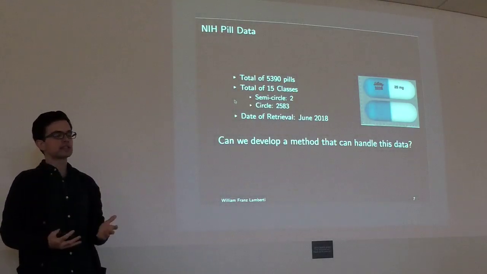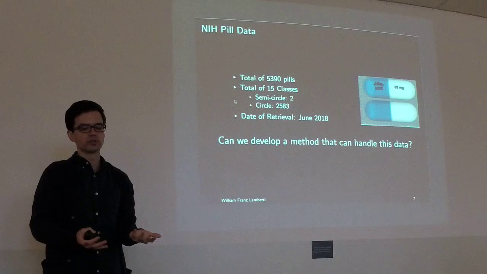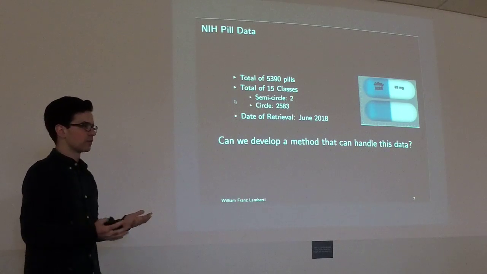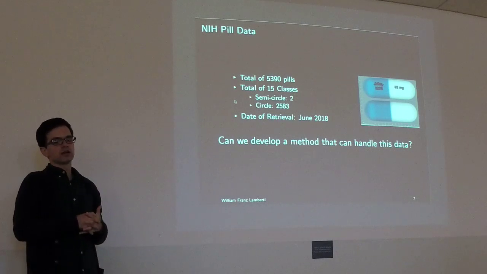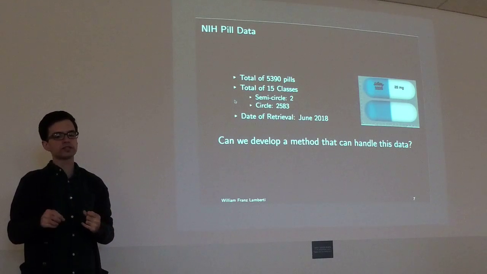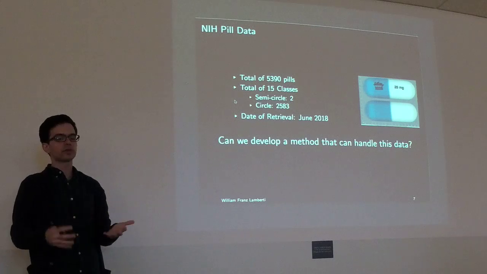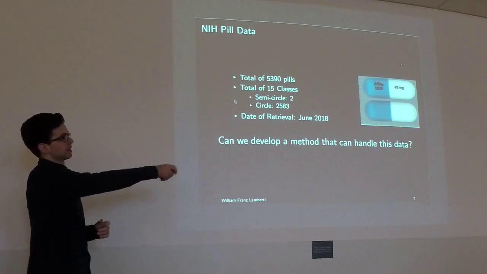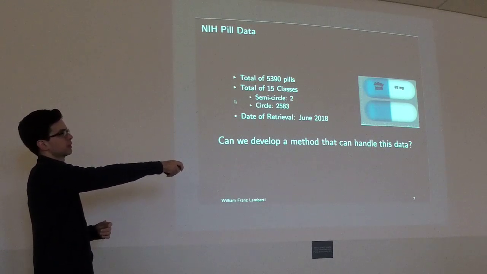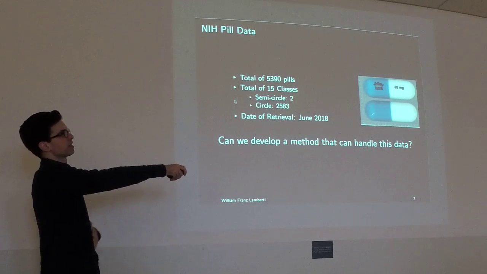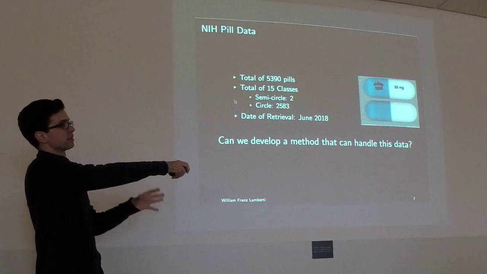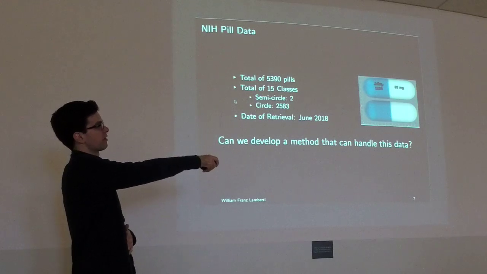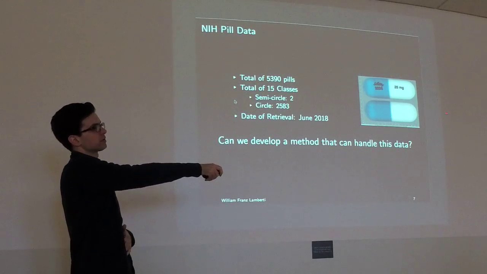And so the data set that I hope to eventually be applying this to, what I'll be talking about, is the NIH official pill database. As of June 2018, it had over 5,000 pills with a total of 15 different classes. And here's an example of what it looks like in the NIH pill database. It's not consistent, but one of the examples is that you have the front and the back, and then you have some kind of unit measure reference point.